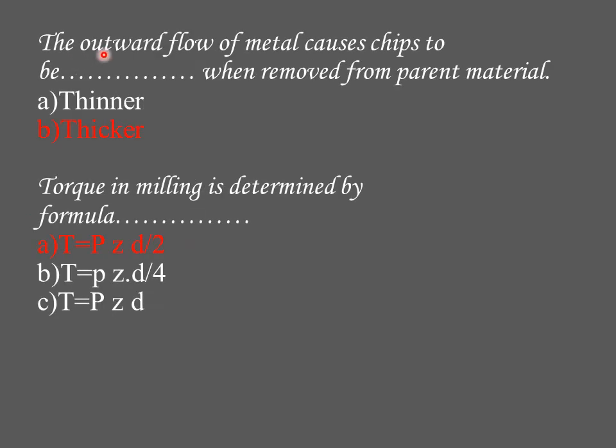Here we will discuss the next question. The outward flow of metal causes chip to be dash when removed from parent material. The correct answer is thicker. The outward flow of metal causes the chip to be thicker when removed from the parent material. Torque in milling machine is determined by the formula: the correct answer is P into Z into D by 2. P is the pitch, Z is the number of teeth on the milling cutter, and D by 2 is the radius. So this formula is used to determine torque in a milling machine.